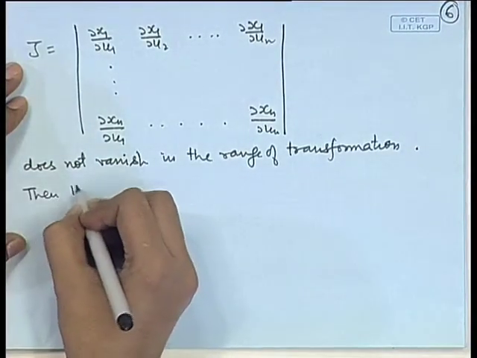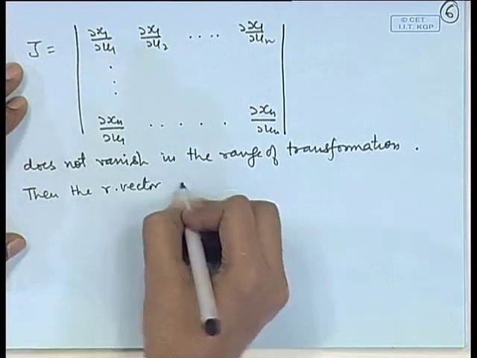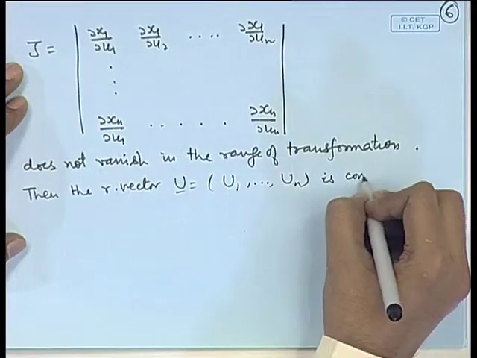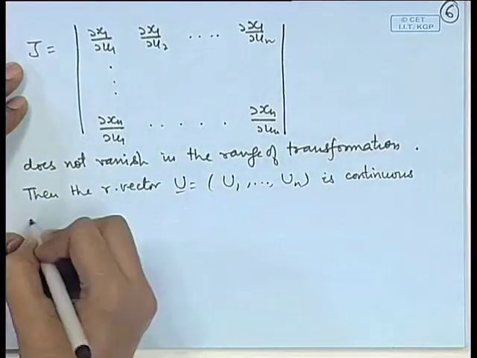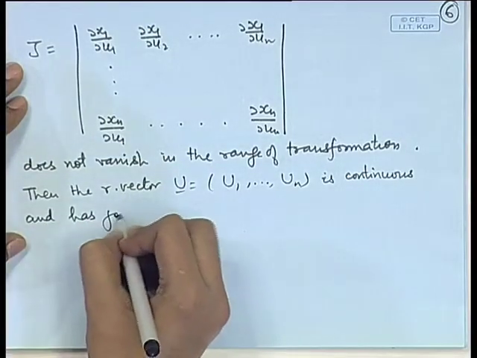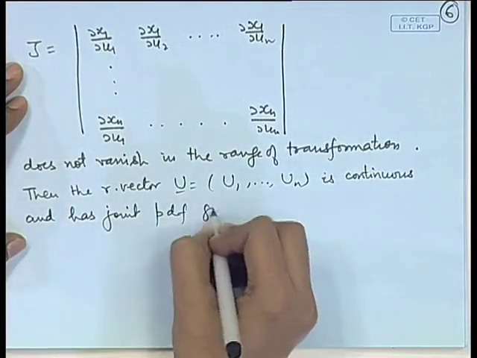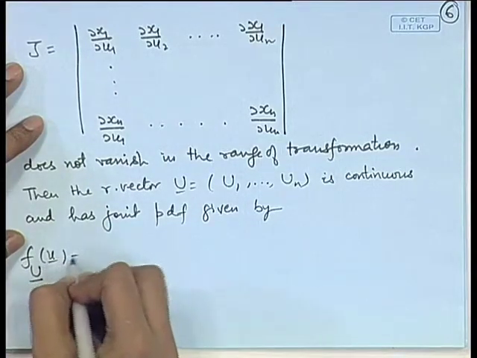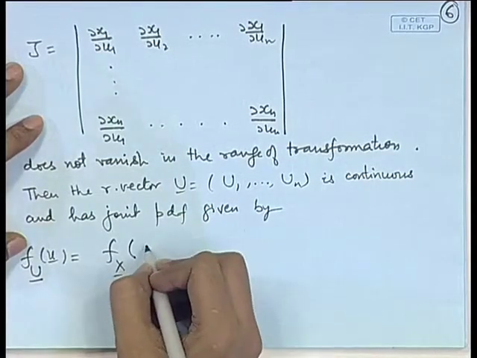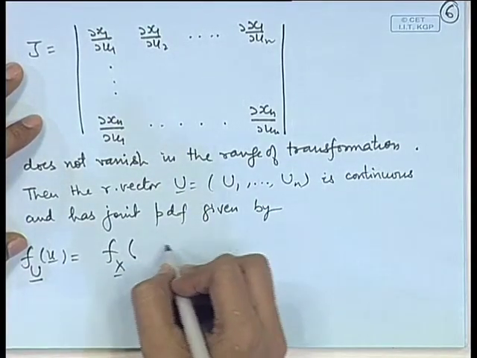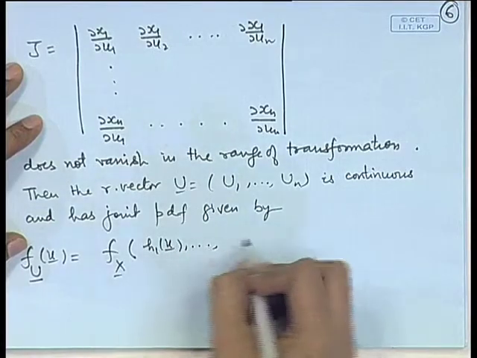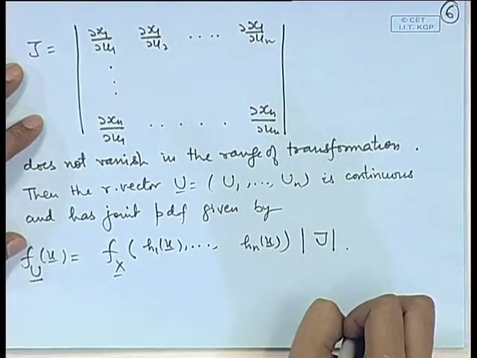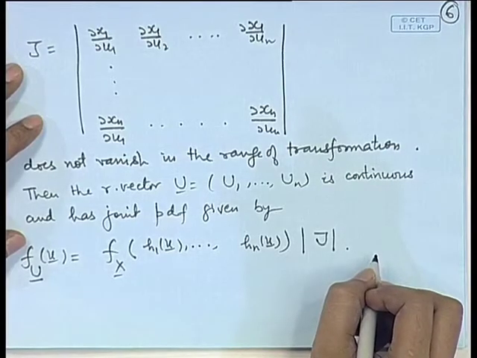Then the random vector U = (U1, U2, ..., Un) is continuous and has joint PDF given by f_U(u) = f_X evaluated at h1(u), h2(u), ..., hn(u) in place of x1, x2, ..., xn, multiplied by the absolute value of the Jacobian over the range of the transformation.